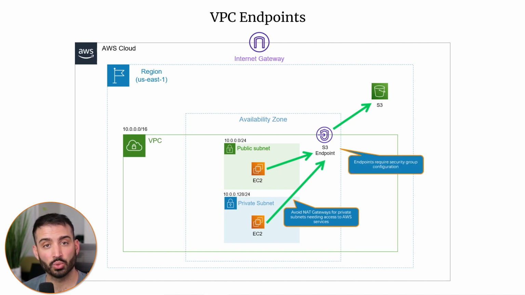Similarly, endpoints will require security group configuration. So if your EC2 instance wants to talk to the S3 endpoint, then you're going to need to have an outbound rule for your EC2 instance to talk to this endpoint, and then similarly an inbound rule for the S3 endpoint to be able to receive traffic from your EC2. And you'd need to do the same for both security groups in both subnets if you had it configured that way. So that's it for VPC endpoints.